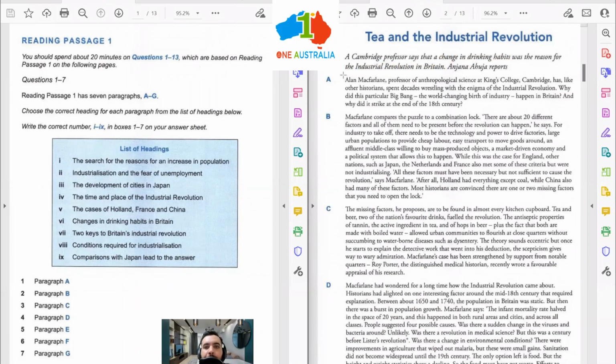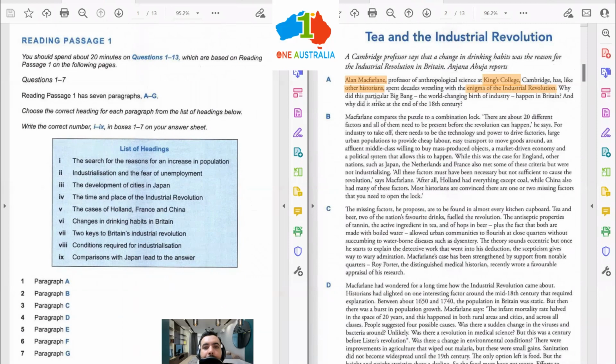Let's read that. They're saying Alan McFarlane, professor of anthropological science at King's College, Cambridge, has, like other historians, spent decades wrestling with the enigma of the industrial revolution. So this person who is teaching at King's College has done something similar to what other historians also have. He has tried to find the answer to this enigma, meaning this puzzle of the industrial revolution. Why are they calling the industrial revolution an enigma here, a puzzle? Let's understand that. Let's read ahead.